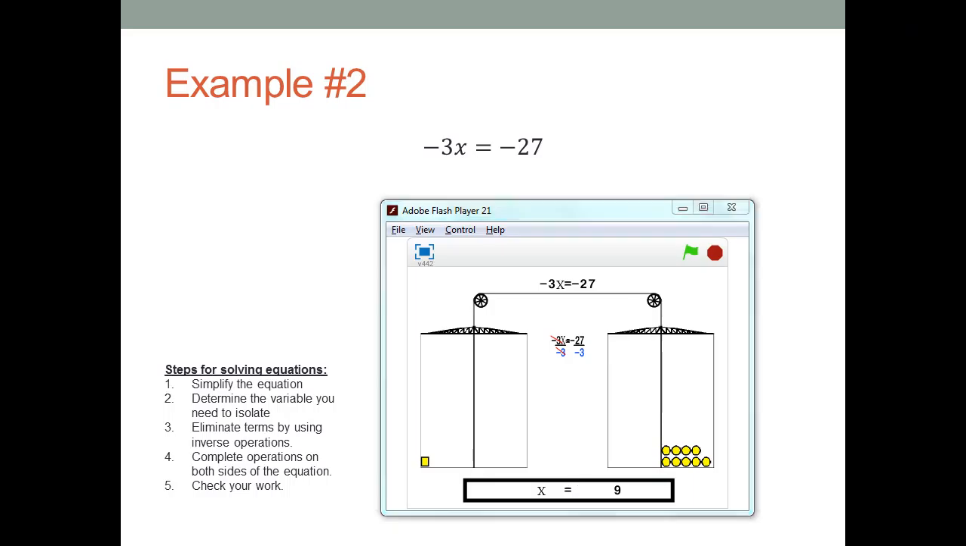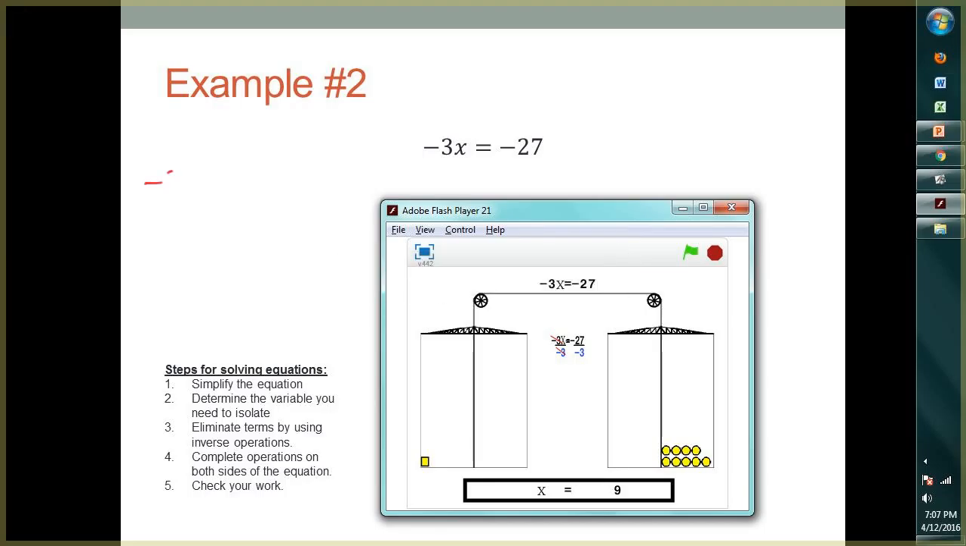Again, I'm going to go through and check that really quick. Negative 3 times a positive 9 equals negative 27. A positive times a negative leaves me with a negative. So negative 27 is equal to negative 27.